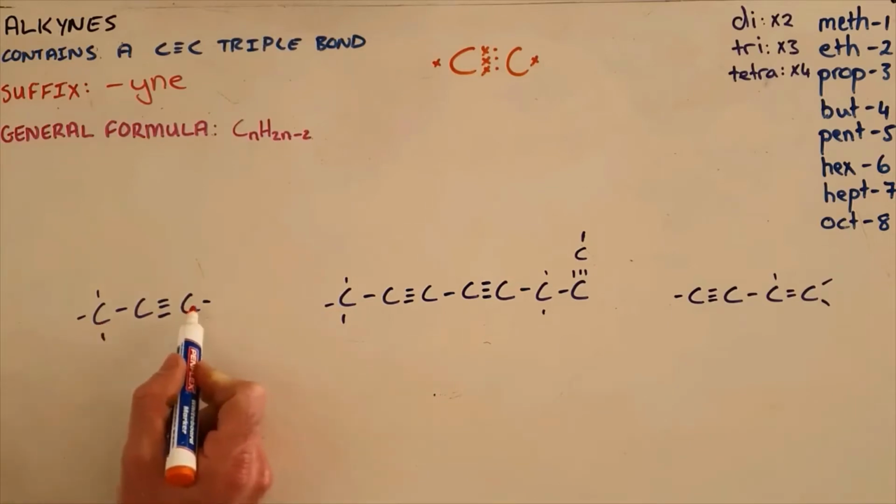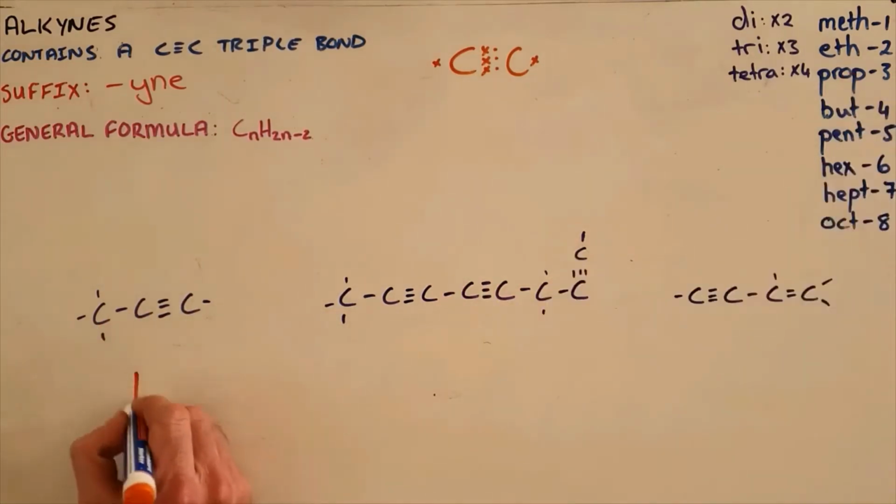In this case, this chain has 3 carbons. 3 carbons we know gets the prefix prop.